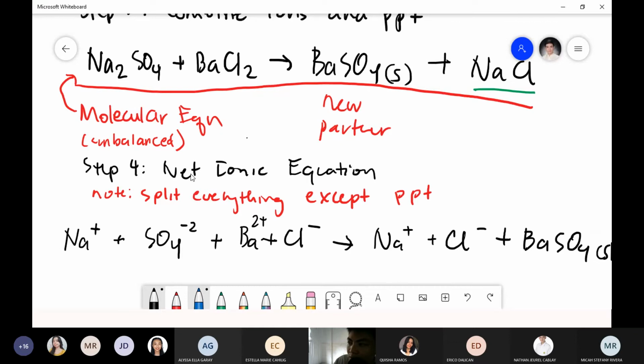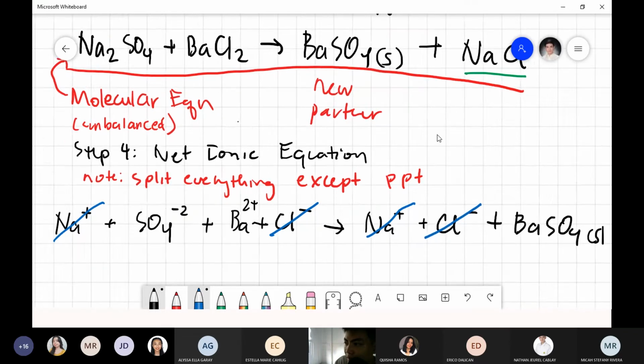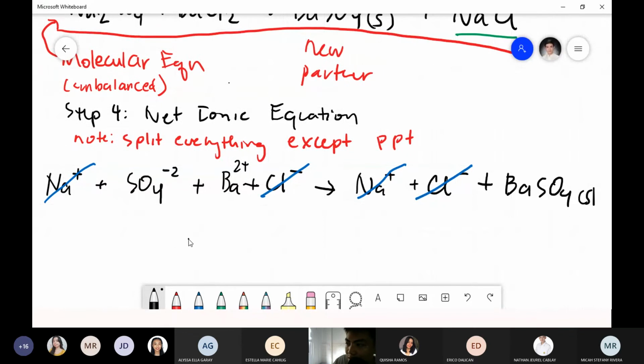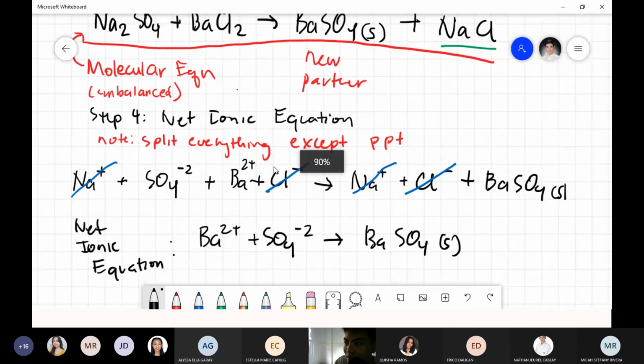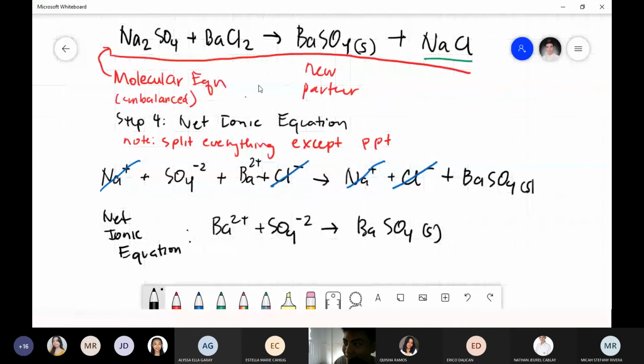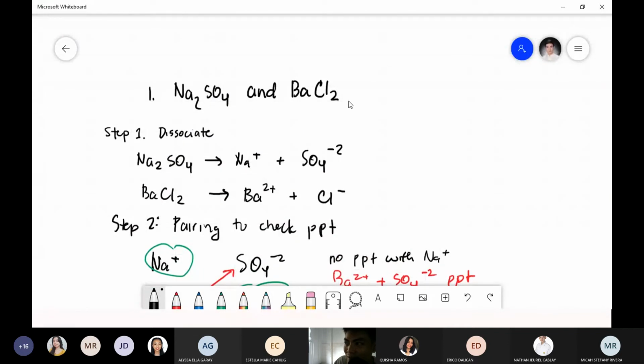Then, to determine your net ionic equation, you can cancel out similar terms. On the left side, I have sodium. On the right side, I have sodium. So I can cancel them. On the left side, I have chlorine. On the right side, I have chlorine. So I can cancel them. So ano yung natira? Ang natira ay itong dalawa. So Ba2+ plus SO4 producing barium sulfate. So this is the net ionic equation. Ang daming nangyari, no? Pero it is what it is. These are the steps we have to do in order to answer just one problem.